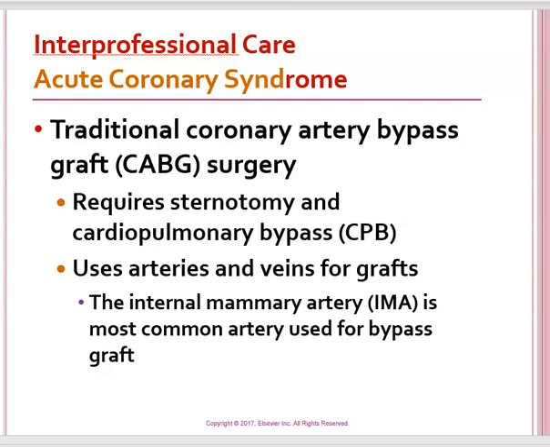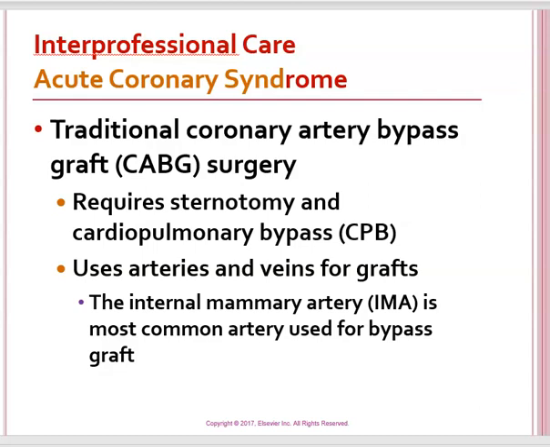Now, there are different ways that we can do this. The internal mammary artery is a really good way to do it because it's already an artery, and we can cut it and reattach it below the area of blockage. So that might be a left internal mammary artery to the left anterior descending. They call that the LIMA to the LAD. Or they may have to do that on the right side. That's one option.